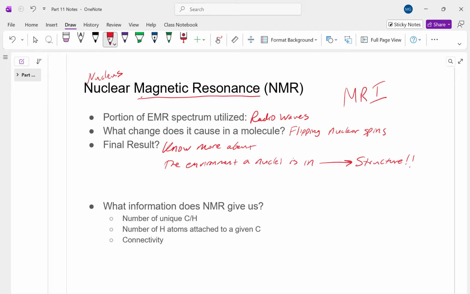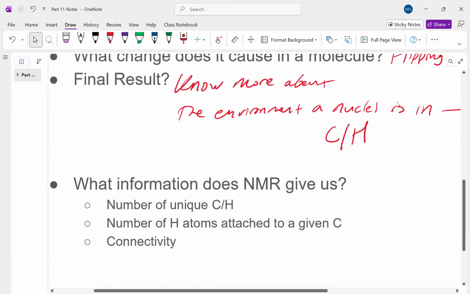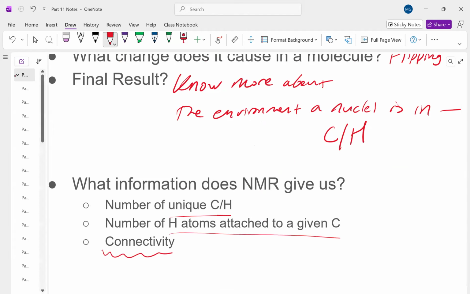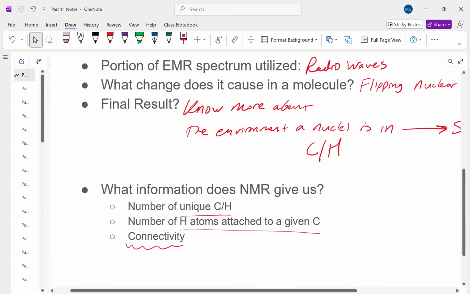And since this is organic chemistry, we're going to focus specifically on carbon and hydrogen nuclei. That's what is in every organic compound. So what information does this give us? We'll be able to know the number of unique types of carbons and hydrogens, the number of hydrogen atoms attached to a carbon, and ultimately the connectivity of the carbons and hydrogens together.